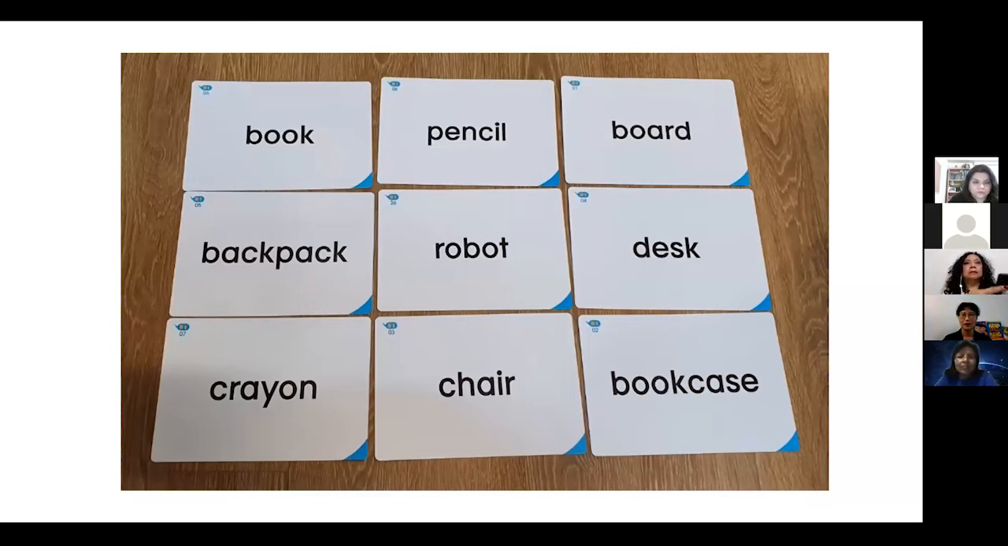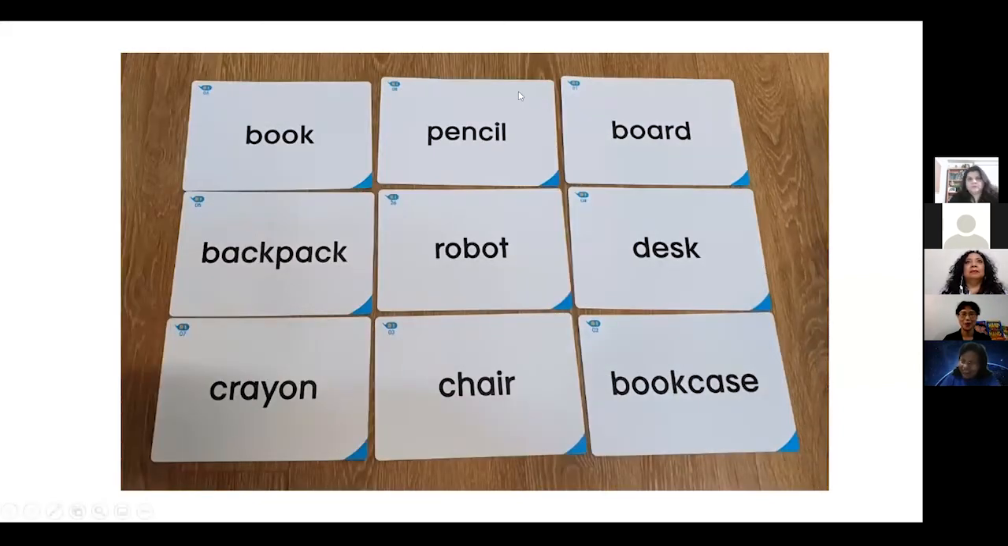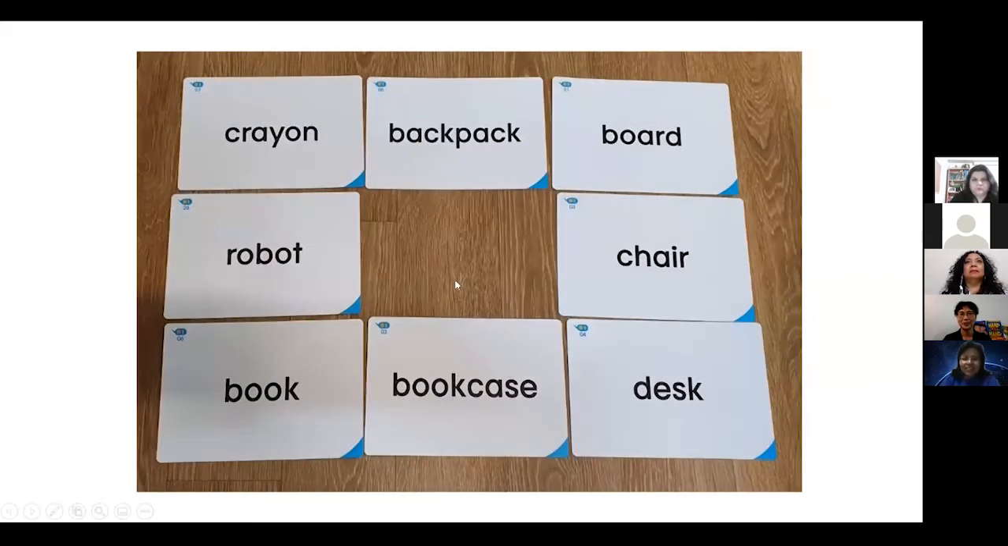Okay, so maybe you can try this one as well. Book, pencil, board, backpack, robot, desk, crayon, chair, and bookcase. Okay, memorize. Now what's missing? See, this one is more difficult, right? Yeah, pencil. Okay, very good. So pencil is here, right? But then pencil is missing. Okay, very good. You have to change the cards to make it more challenging.